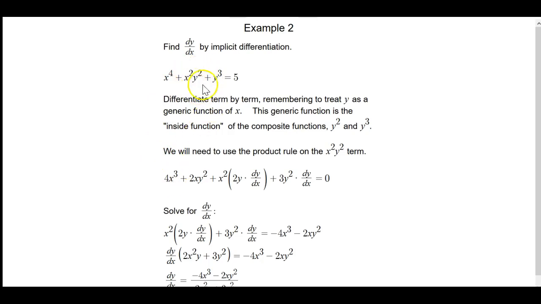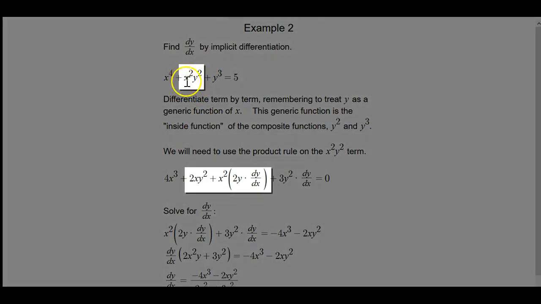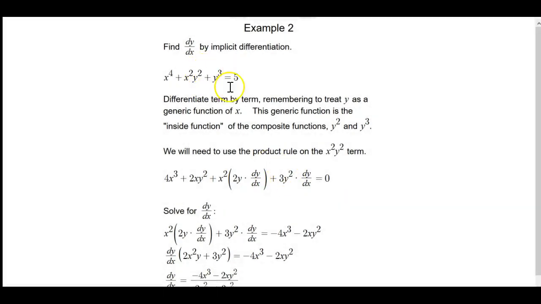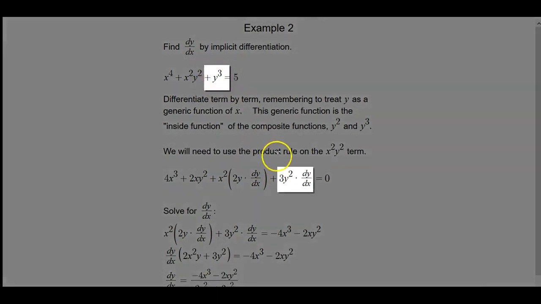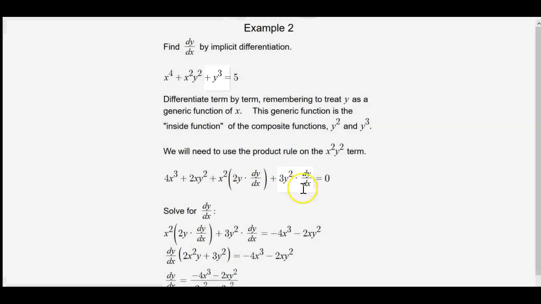The derivative of this product, I'm going to take the derivative of the first factor times the second, plus the first factor times the derivative of the second, and again I'm using the chain rule on that y squared, plus here's that y cubed term where this is the derivative of the outside function times the derivative of the inside, and then differentiating that constant 5 I get 0.